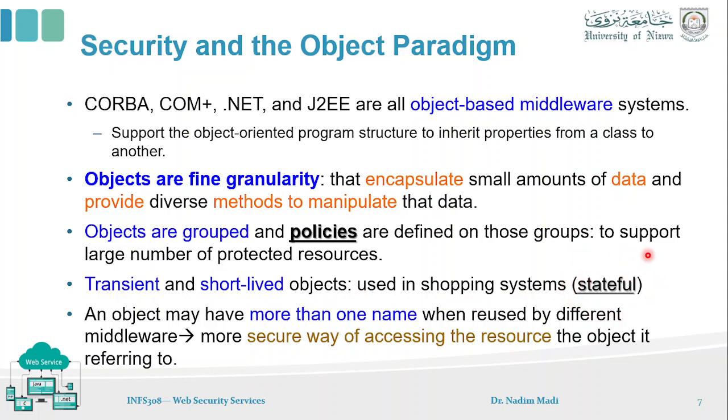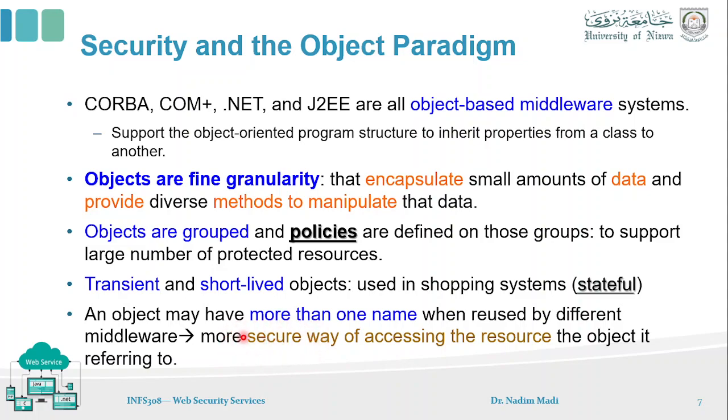This is very beneficial, for example, in shopping systems. At the end of the shopping session, whatever objects link the user to the basket, or the e-basket, are removed by checking out, and all of those data should be destroyed. It may also have more than one name, so it provides a more secure way of accessing the resource the object is referring to.